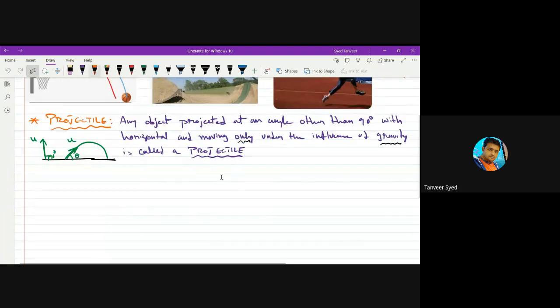Okay. Then these projectiles are of two types. We will study two types of projectiles. One is oblique projectile. Second is horizontal projectile.